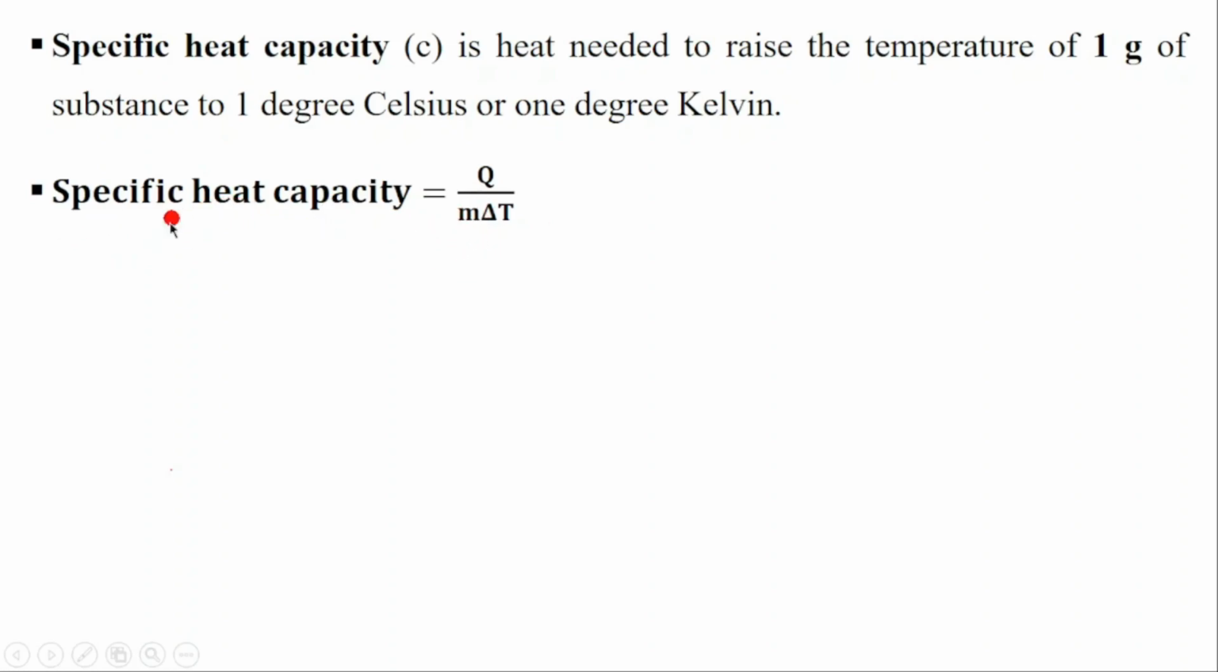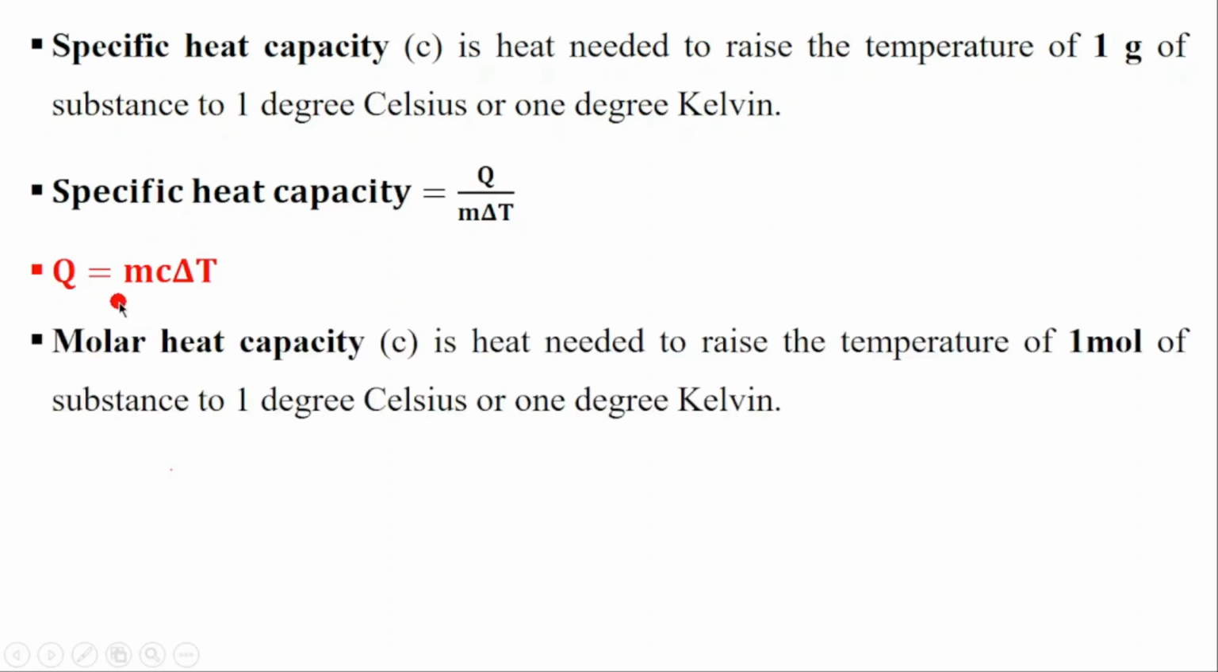The specific heat capacity is equal to Q, the heat, divided by the mass times the change in temperature. From this definition, we can calculate the heat: it is equal to the mass times the specific heat capacity times the change in temperature. When you have the specific heat capacity, you can calculate the heat capacity as mass times C, which is the specific heat capacity.